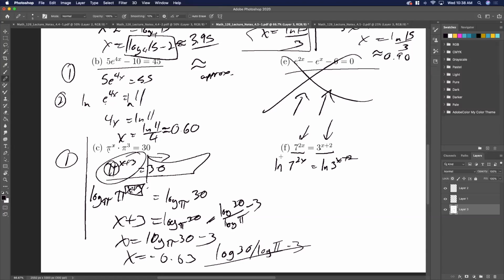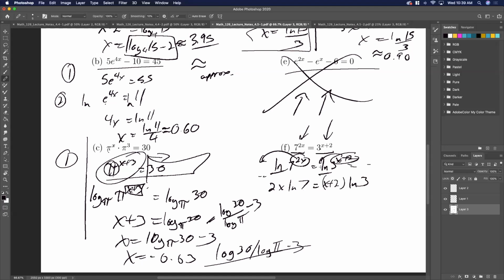These ones are kind of unique. Once I do this, I can now use my log rules to pull my exponents out front, right? Remember we could do that? So we'd have 2x ln of 7 equals x plus 2 ln of 3. So what did I do here? I realized that these are different bases. So I just took any log at all. Here I'm just choosing ln just because it's easier to write down. Literally the only reason I chose it.